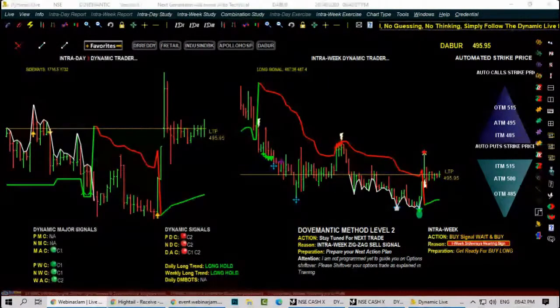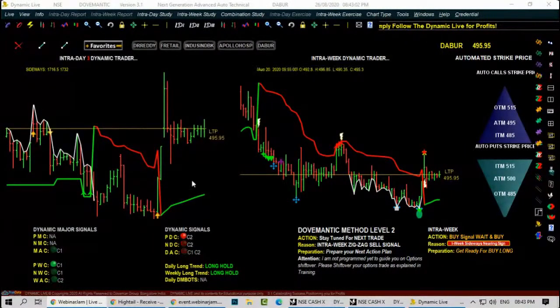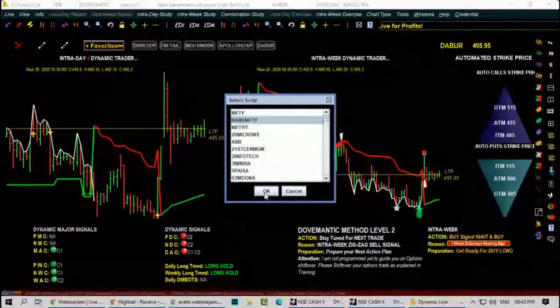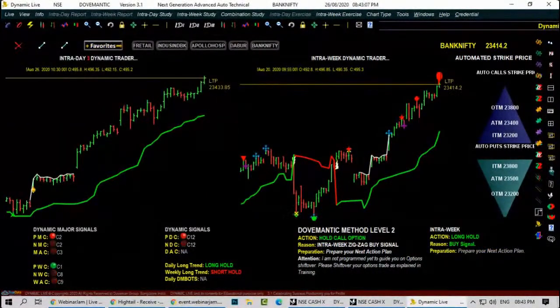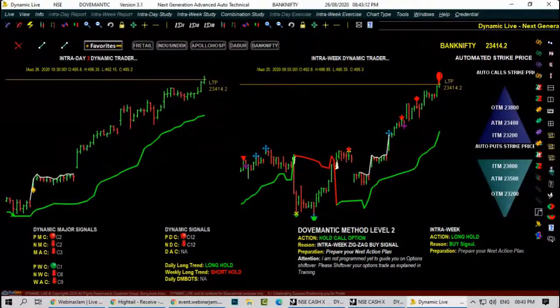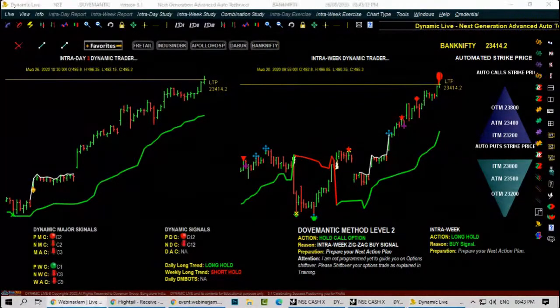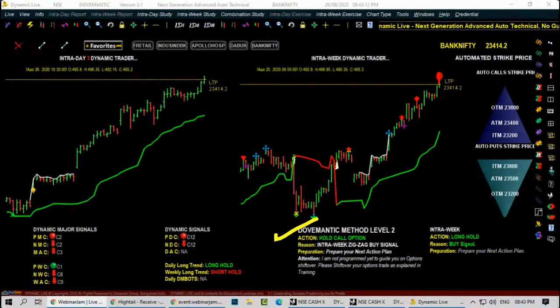Now, Mr. Hamid Khan has asked for Bank Nifty. So let us come back to Bank Nifty once again. So there's Bank Nifty, Mr. Hamid, and you can see here we are currently holding on to the long position. There have been a couple of opportunities, or more than 2 opportunities, where we have already secured our profits.